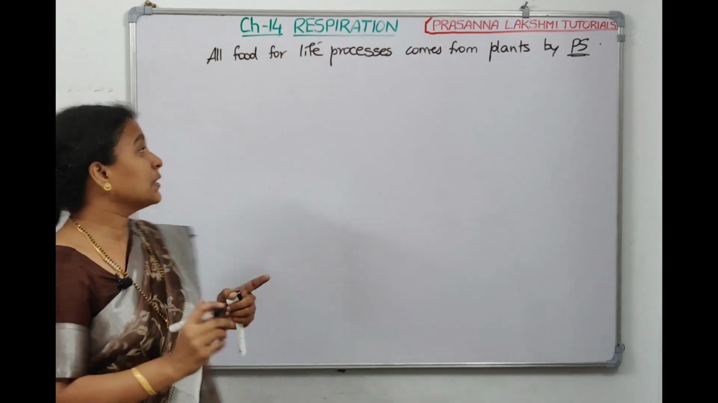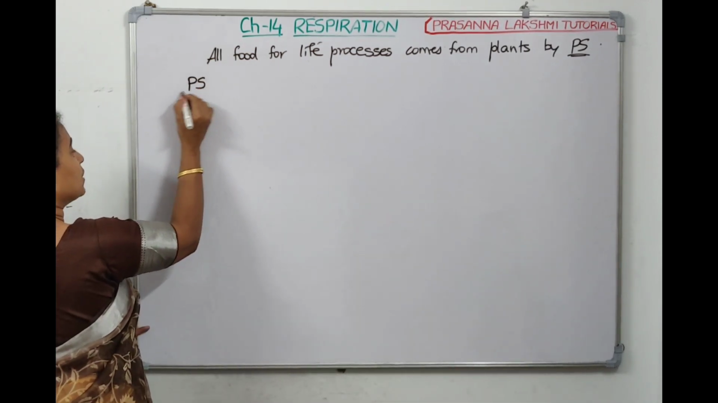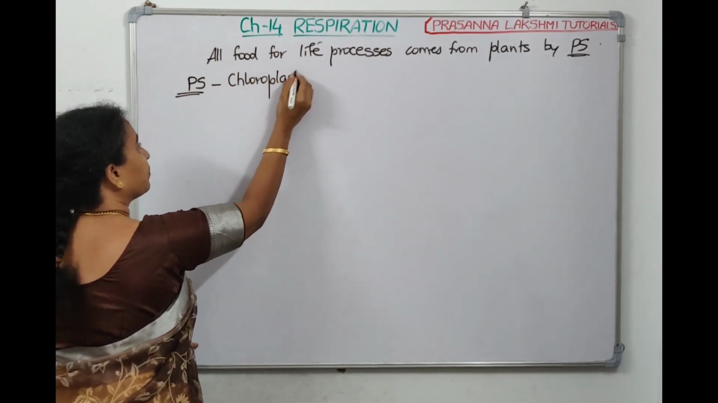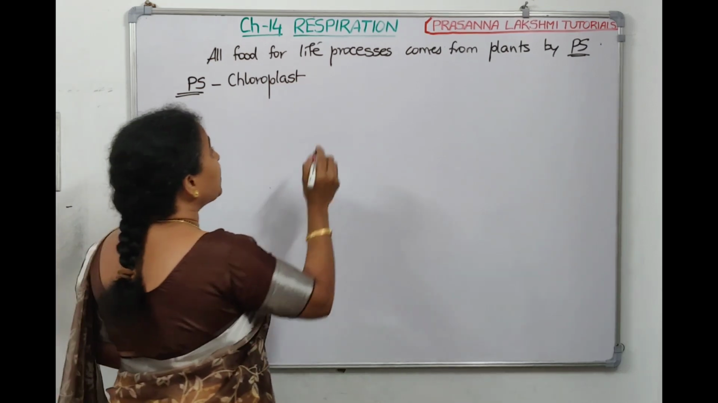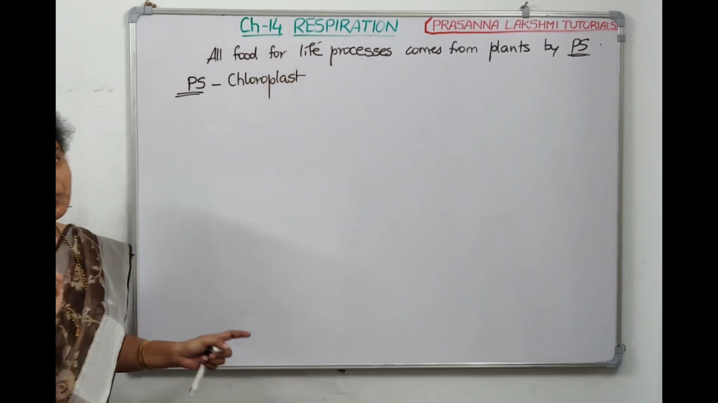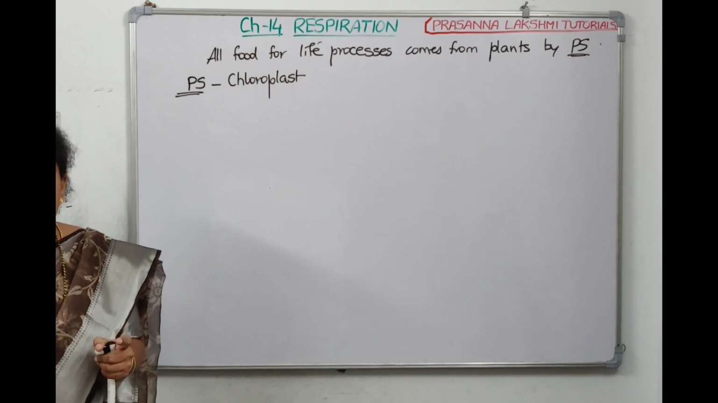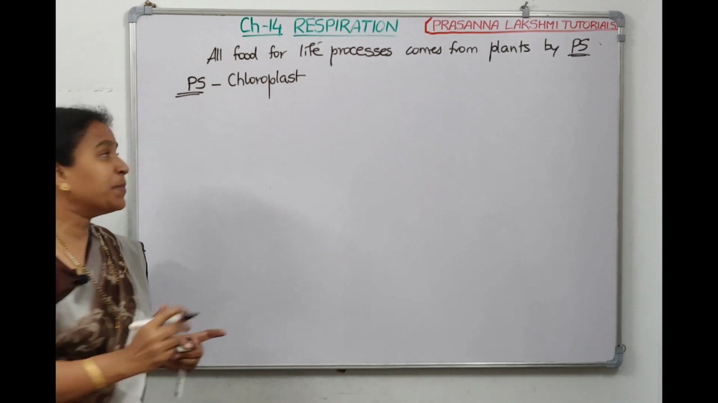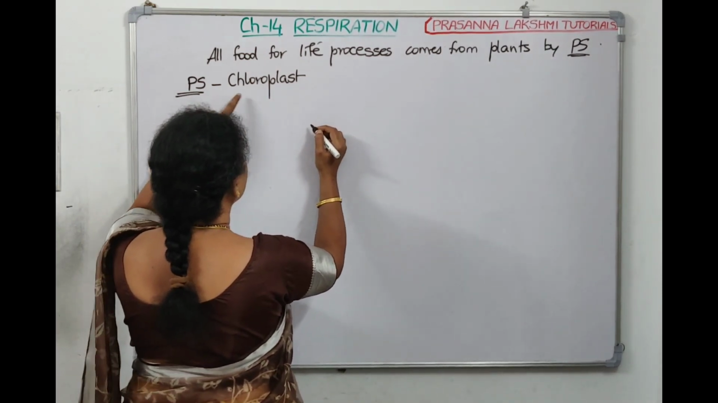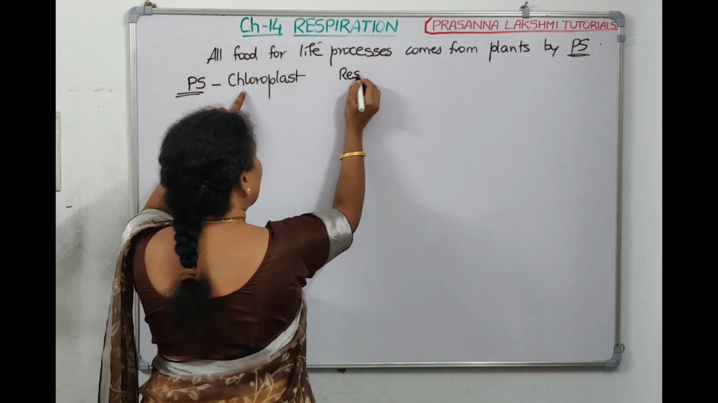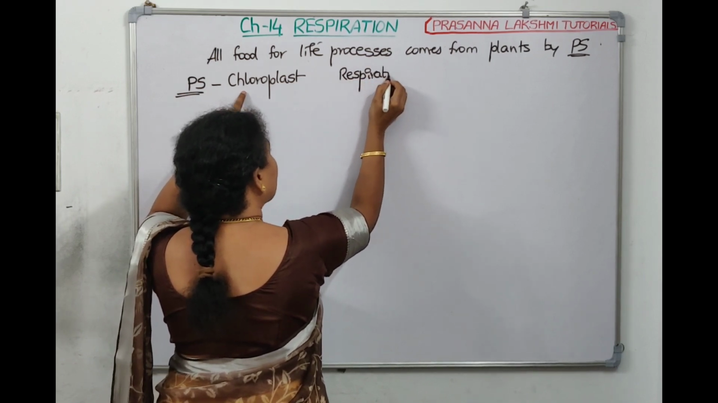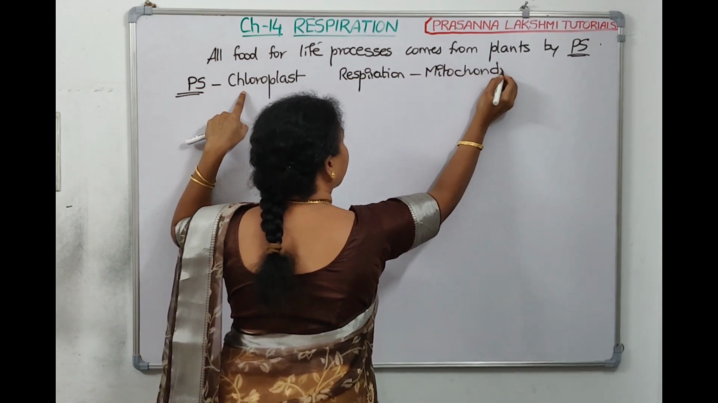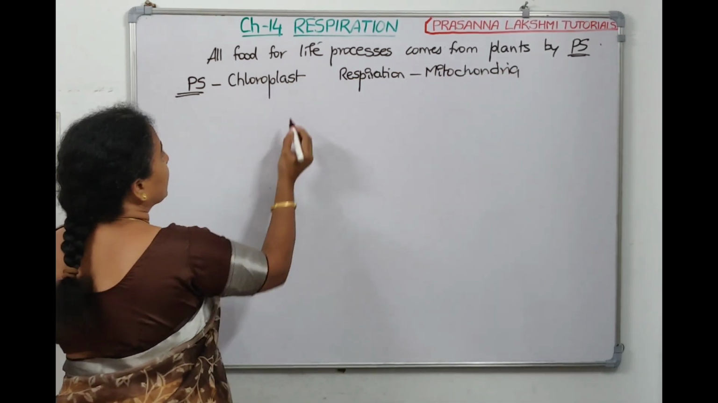Now where does photosynthesis take place? Photosynthesis occurs in chloroplast. Right? And where does respiration occur? What do you mean by cellular respiration? Inside the cell, using the oxygen, breaking the food to get energy is called respiration. Photosynthesis occurs in an organelle called chloroplast, and respiration occurs in an organelle called mitochondria.